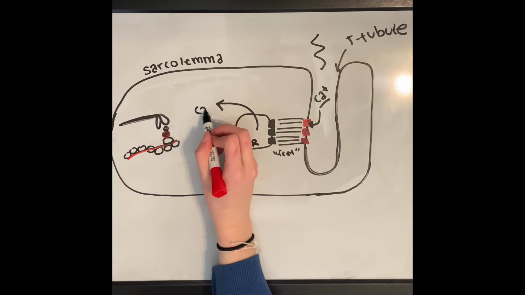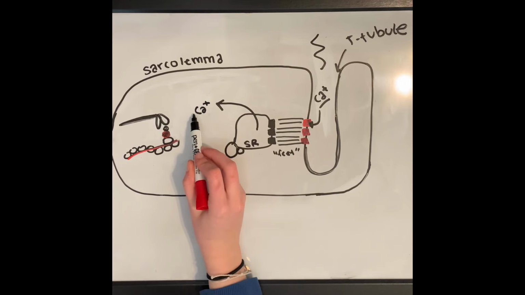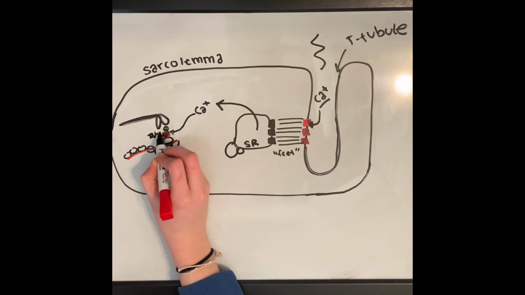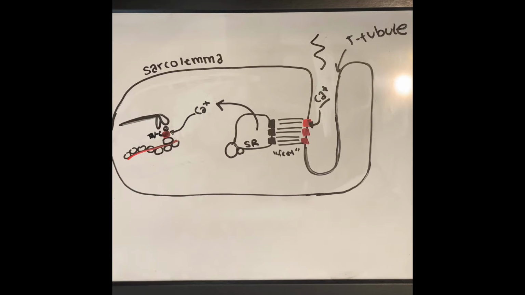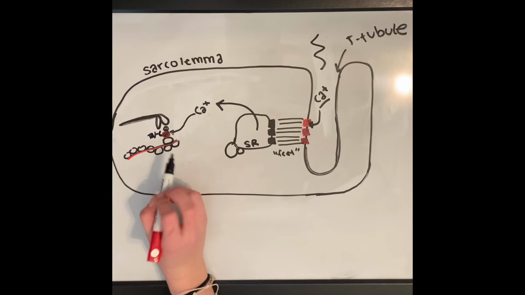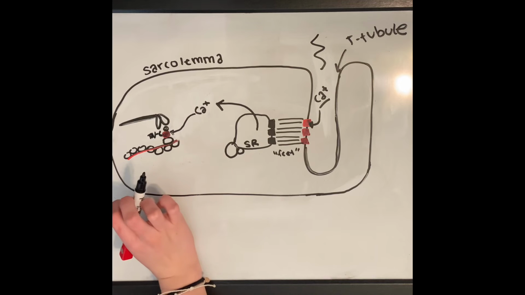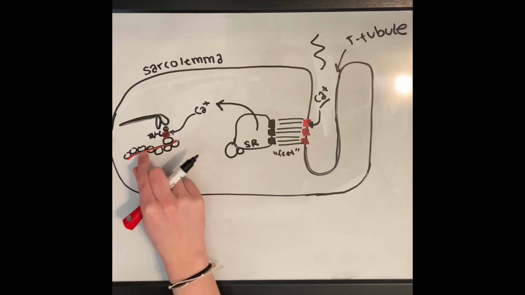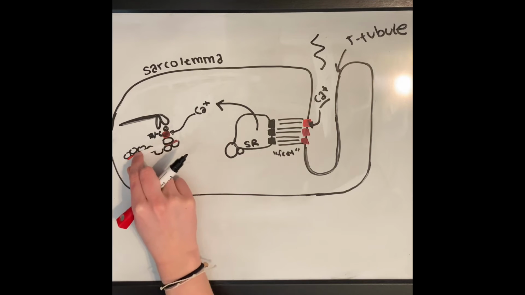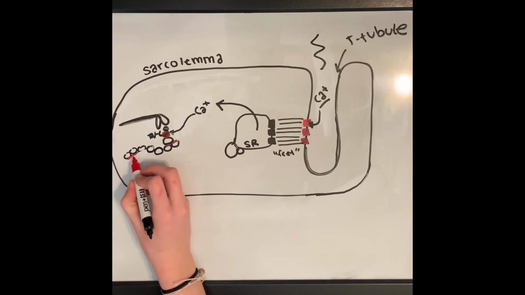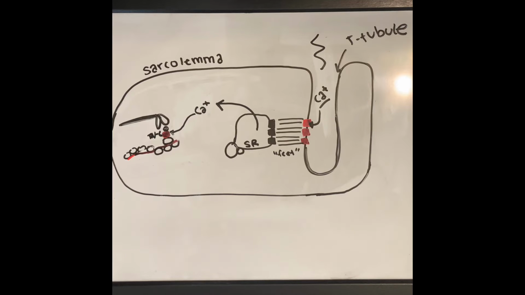This release of calcium from the sarcoplasmic reticulum is going to bind with troponin C. This binding of calcium to troponin C is going to move this tropomyosin off of the actin, which is going to show the myosin binding site on the actin molecule. So it's going to twist away that tropomyosin, revealing the myosin binding site.